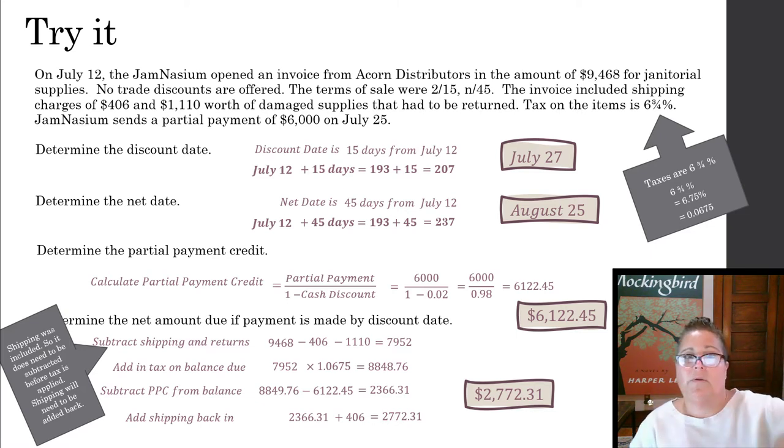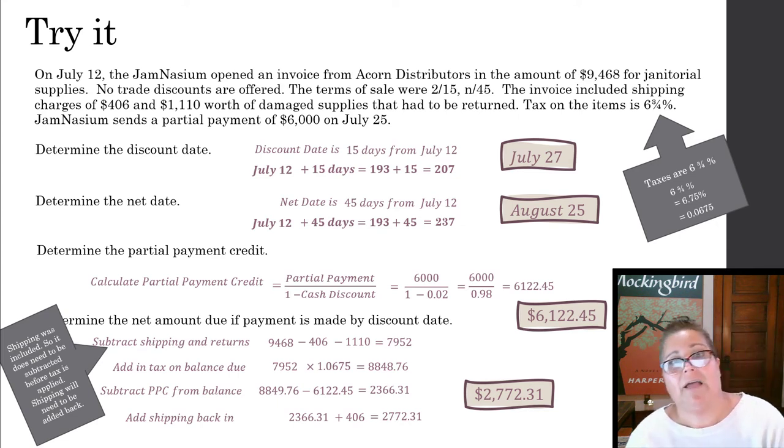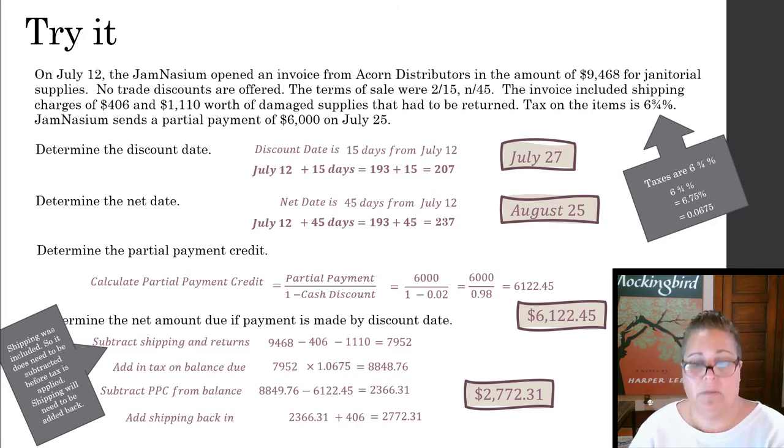Okay. We put it all together. We found the discount date. We found the net date. We calculated the partial payment credit and subtracted it at the appropriate time. We were able to take off any shipping and returns, add in our taxes, subtract the partial payment, making sure to add the shipping back in. In these long problems, I'll be honest with you, if there's something people forget, it's to add the shipping back in, or they take it out wrong at the beginning. But those are generally the problems.